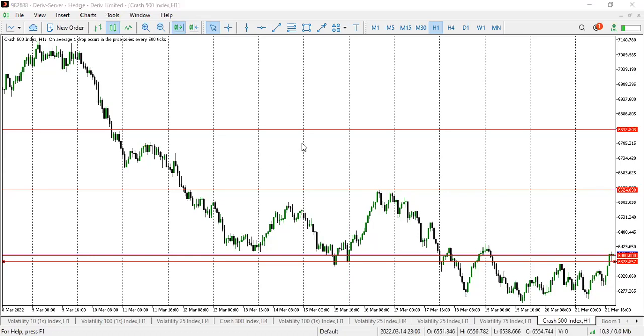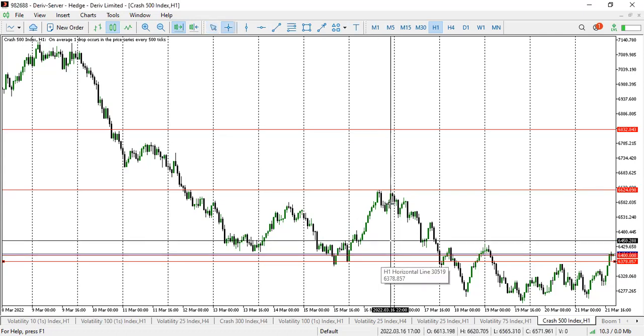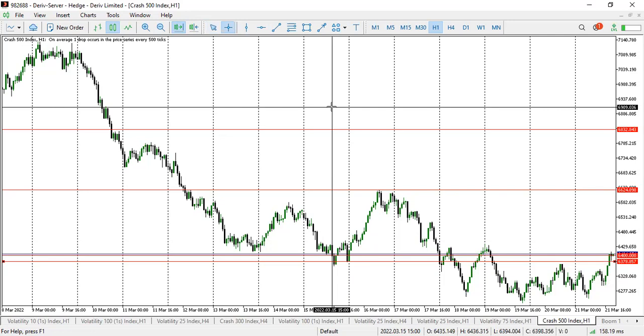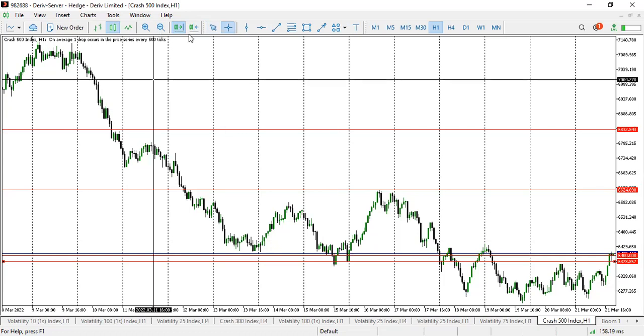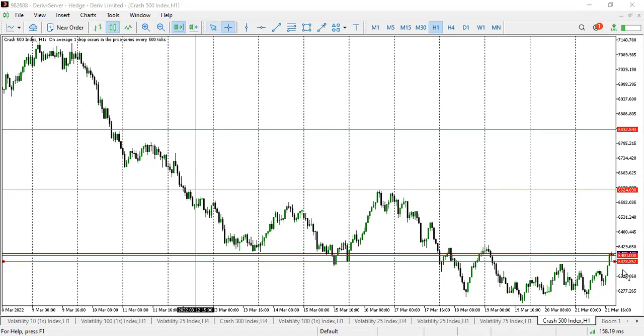Subtract your starting point from your ending point, though we usually use the crossbar. Someone should do the calculation for us. Subtract 6378.857 from 6624.898. What do you have?